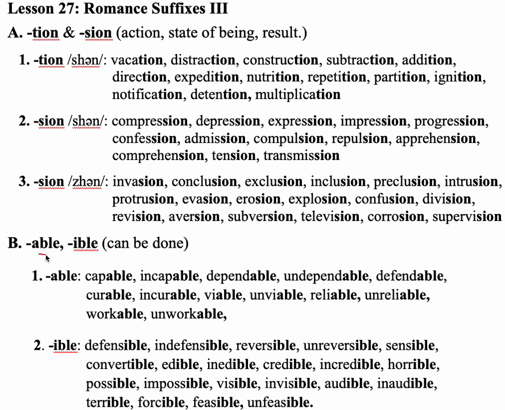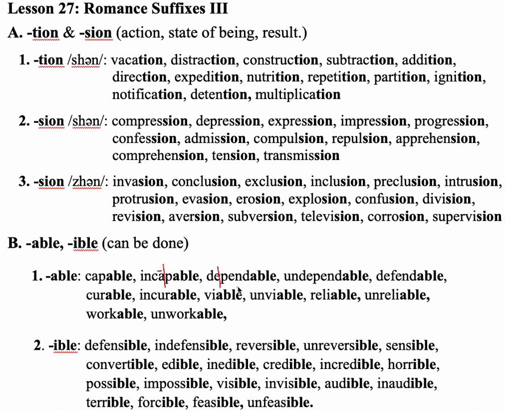Okay, now we go to B. A-B-L-E, I-B-L-E means can be done. Well, that makes sense because you know what it means to be able. So we have capable. That means the person is able to do it. Or you can be incapable. And here, in has the meaning not, as we studied before. Incapable. That means not capable of doing it. Notice here again, this A right here is long.